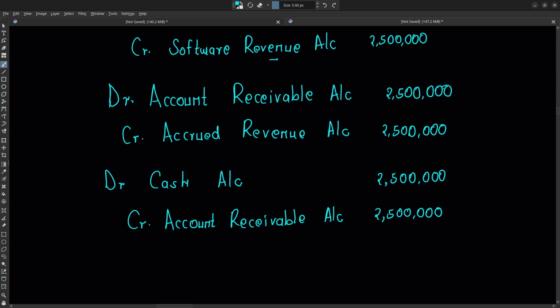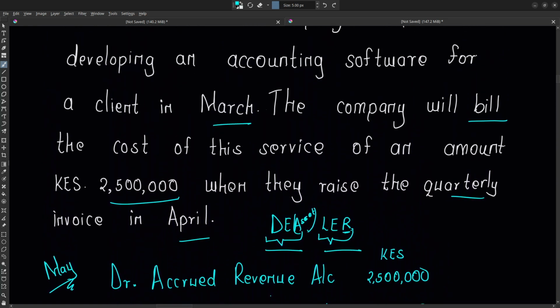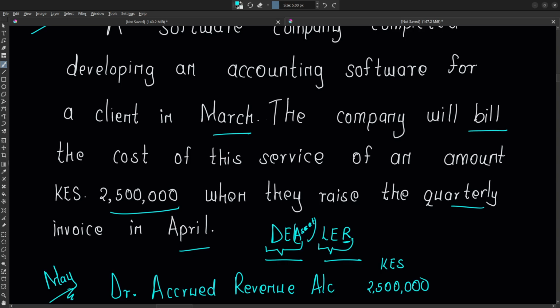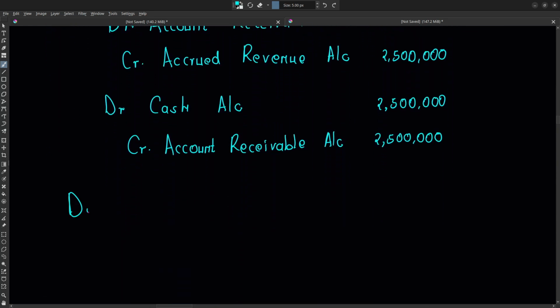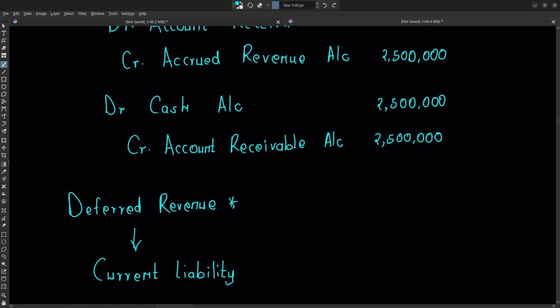So basically, accrued revenue is the opposite of deferred revenue. Remember, in our previous video, we discussed deferred revenue. Deferred revenue is when you have received the payment in advance, and you've not provided the service. So we classify this as a current liability. Once we provide the goods or services, we move it to become revenue. Because here you've been paid in advance, but you're yet to give out the service or the goods.